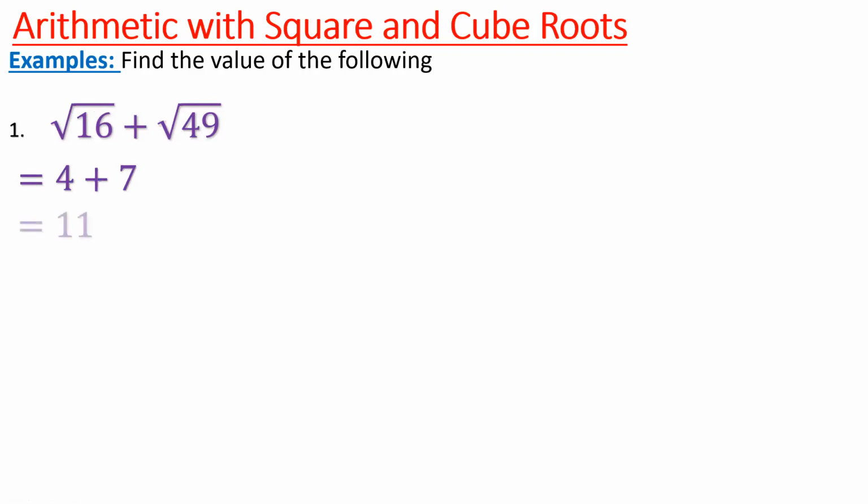11. Very good. So what do we do? Well, the first thing we do would be to take the square root of 4. I mean the square root of 16, which gives us 4. And then we do the square root of 49, which gives us what? 7. Then we add the 2, right? And then that gives us 11.